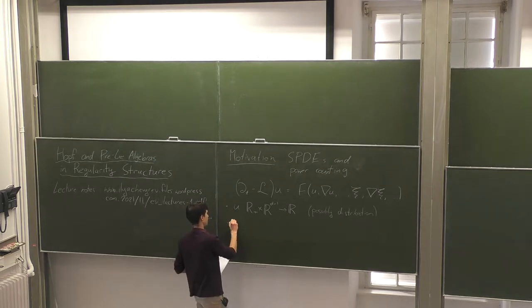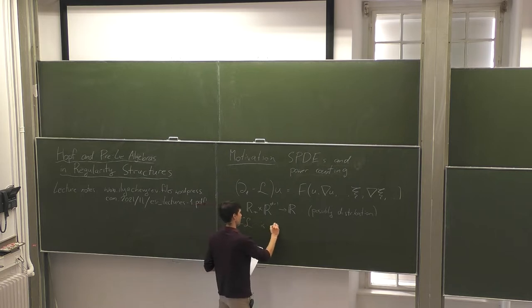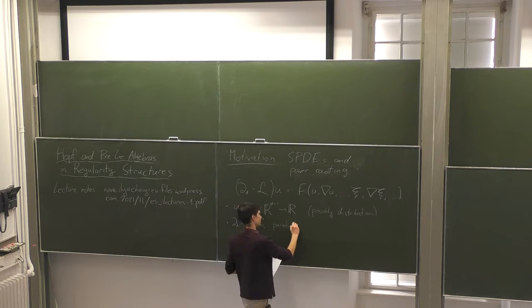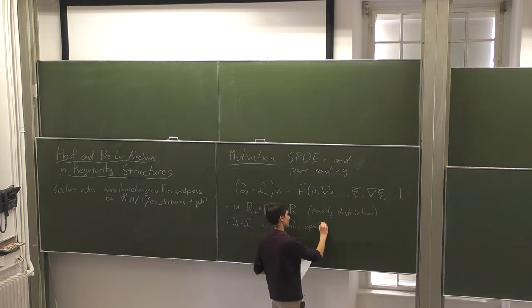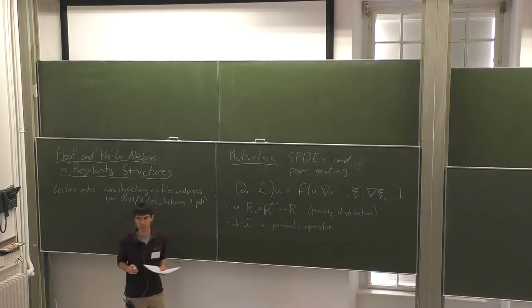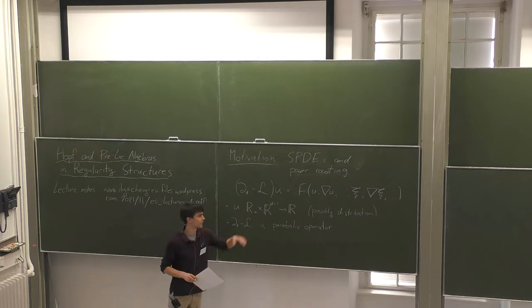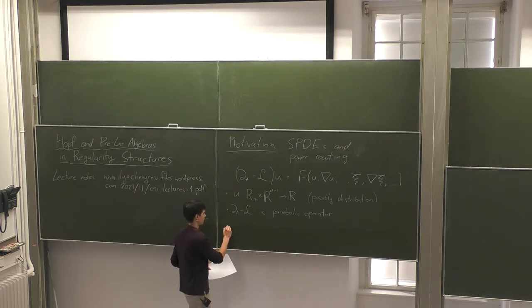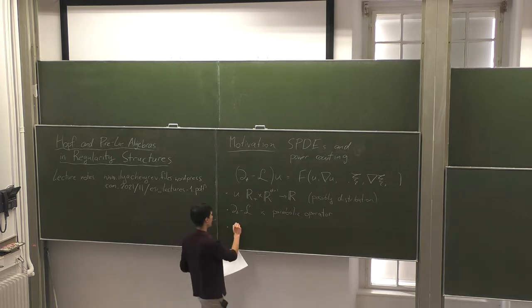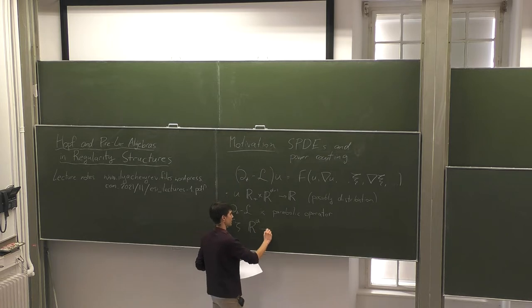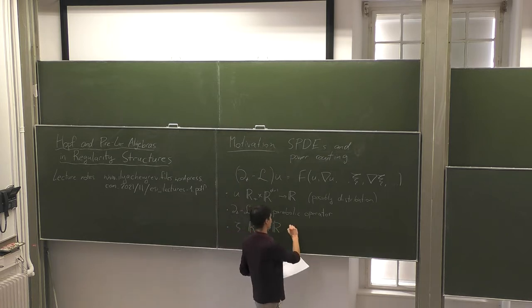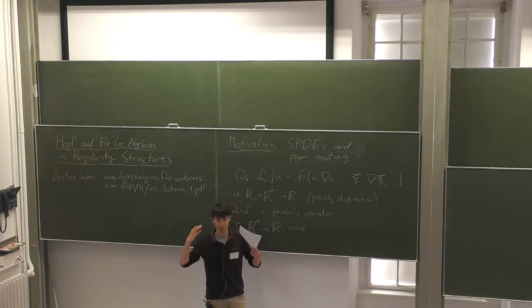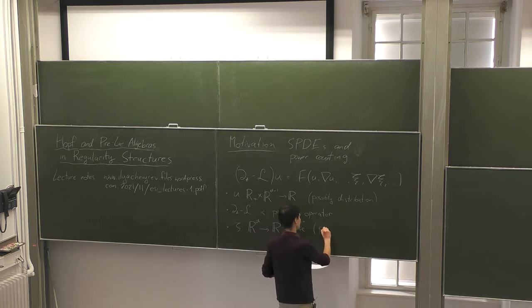Here, partial t minus L is a parabolic operator. So, for example, partial t minus the Laplacian, where the Laplacian acts on the final coordinates. So this is the heat operator, but you could also take the Laplacian squared, or it can be quite a general operator. And xi, from R^d into R, is going to be a noise term. So what I mean by noise is essentially a random function, or again, possibly a distribution.